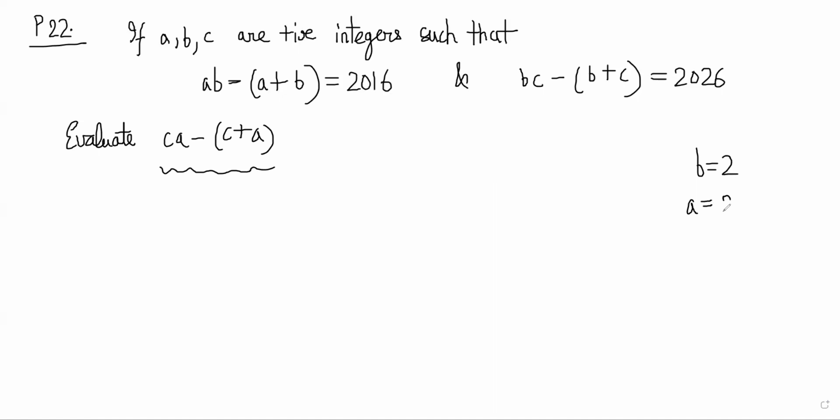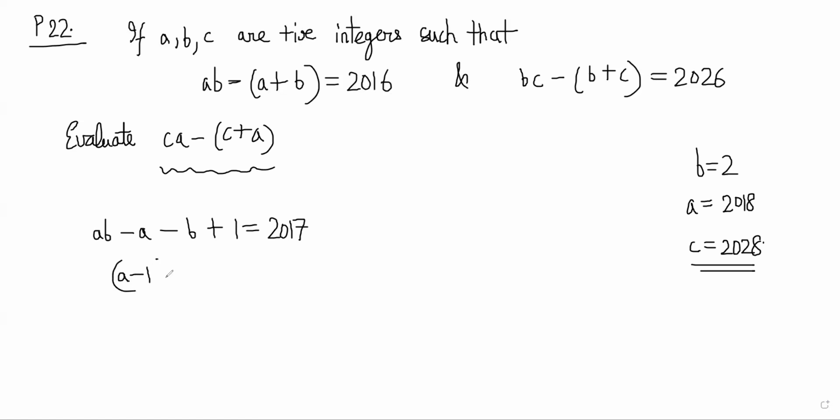A is equal to 2018. How are you getting this? So I factorized AB minus A minus B by adding a 1 on both the sides, and similarly for BC minus B minus C. So you're getting this. Yes sir.